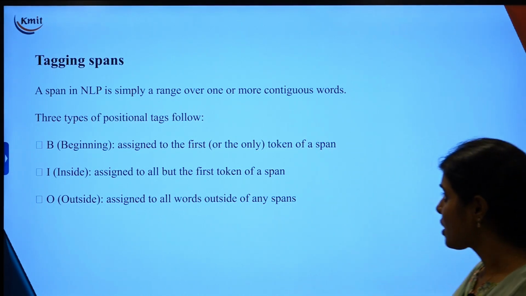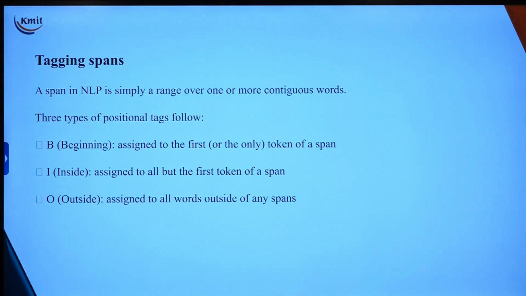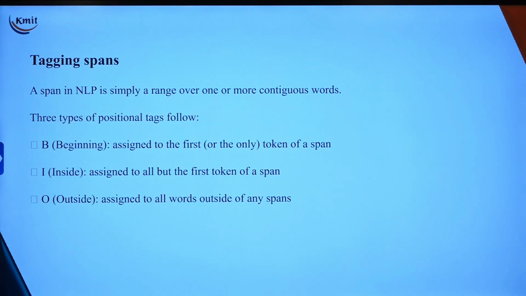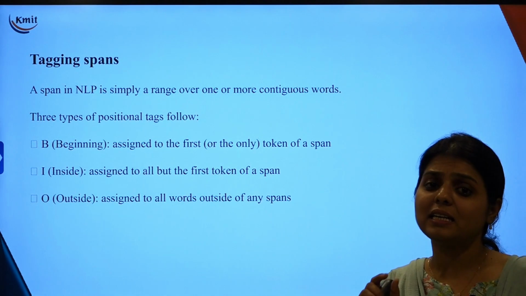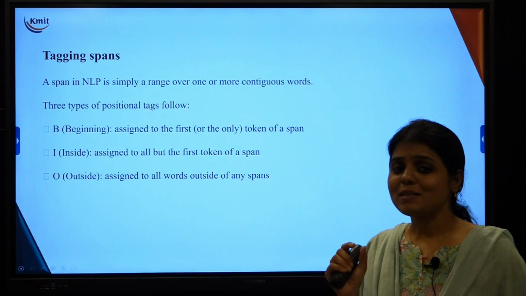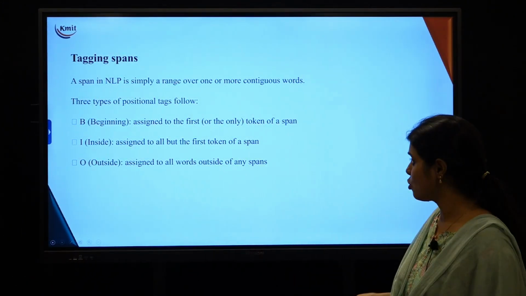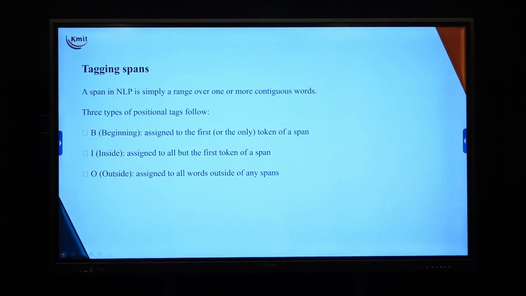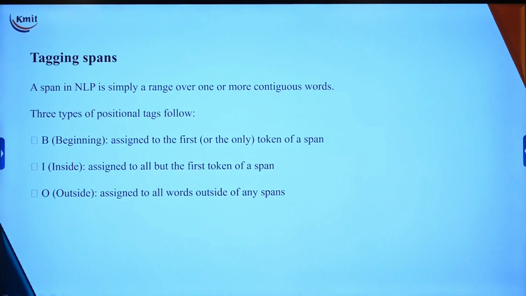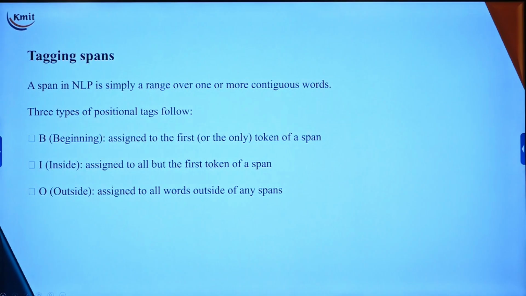Okay, now there is another term which we frequently use when we discuss NER, which is called tagging spans. Okay, so basically a span in NLP is a range over one or more contiguous words. If suppose we have two or more words repeating in the same sentence, then we add some tags. Okay, so we tag some spans in that particular sentence. Okay, so there are basically three types of positional tags. One is called B, beginning, I, inside, and then O, outside.